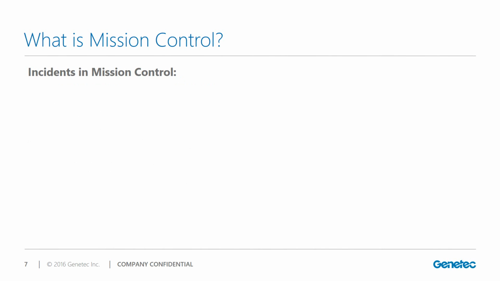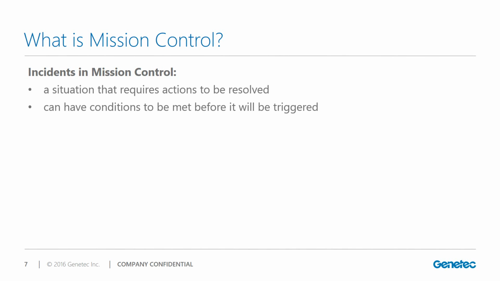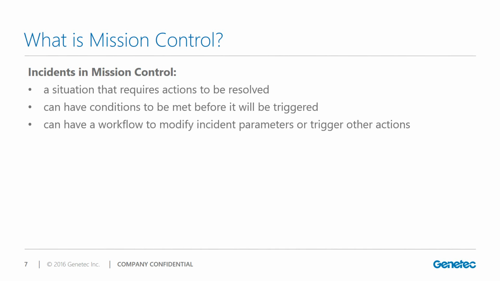An incident in Mission Control can be defined as a situation that requires actions in order to be resolved. Incidents can have conditions that need to be met before it is triggered, and can have a workflow that changes various incident parameters or triggers other actions while the incident is in progress.